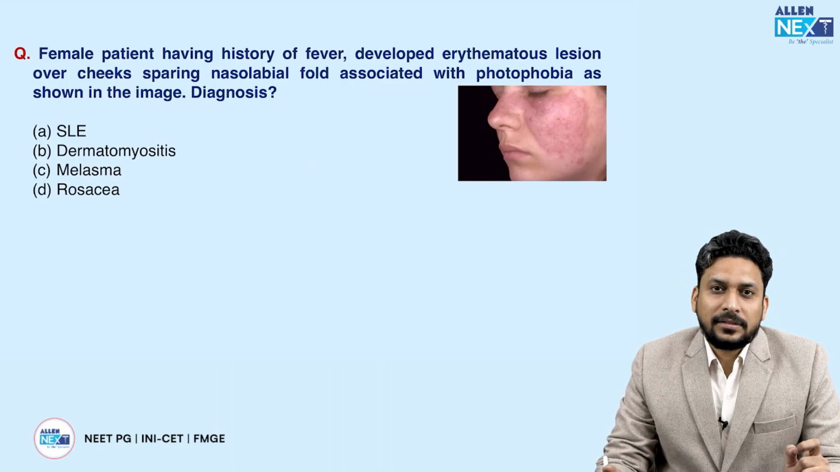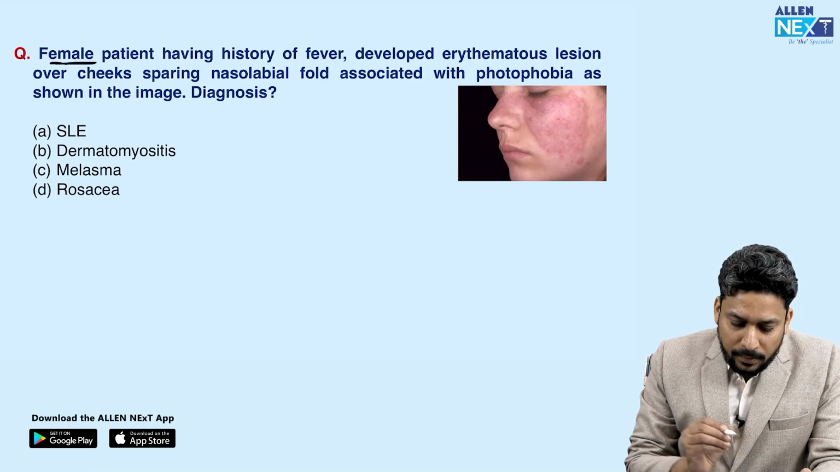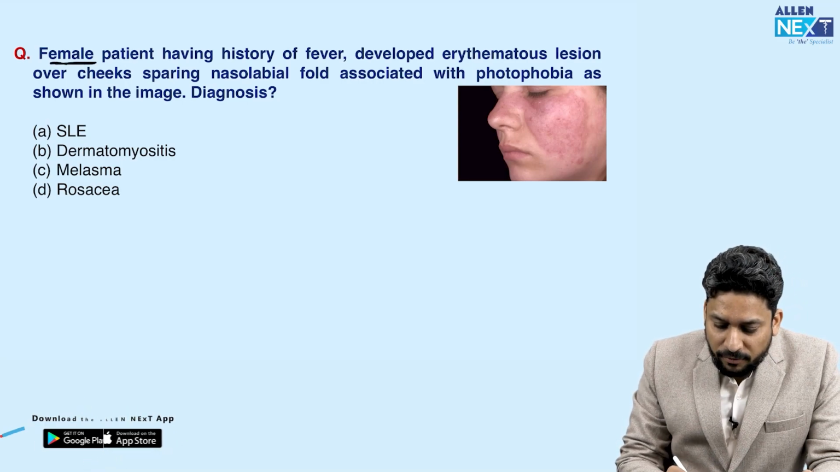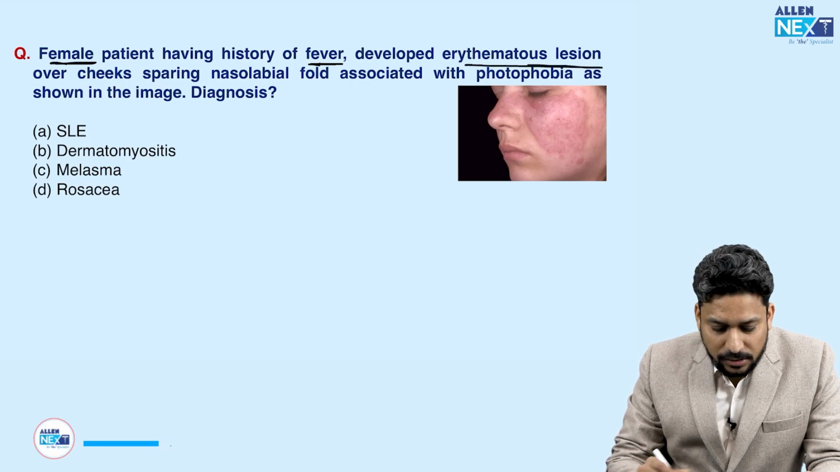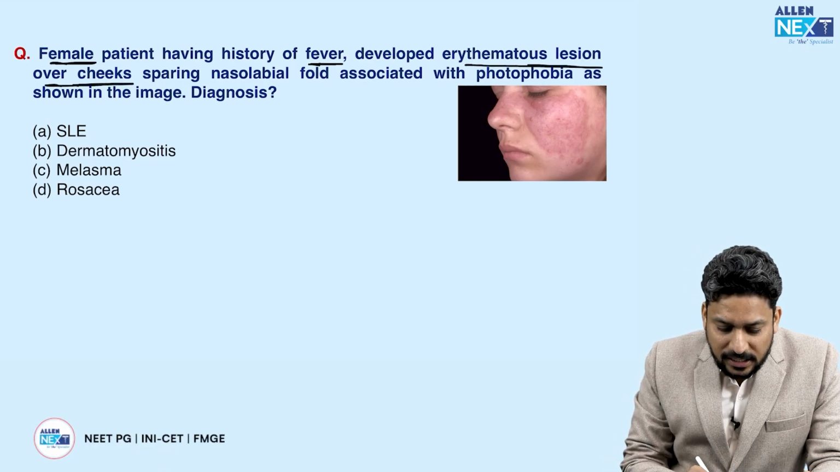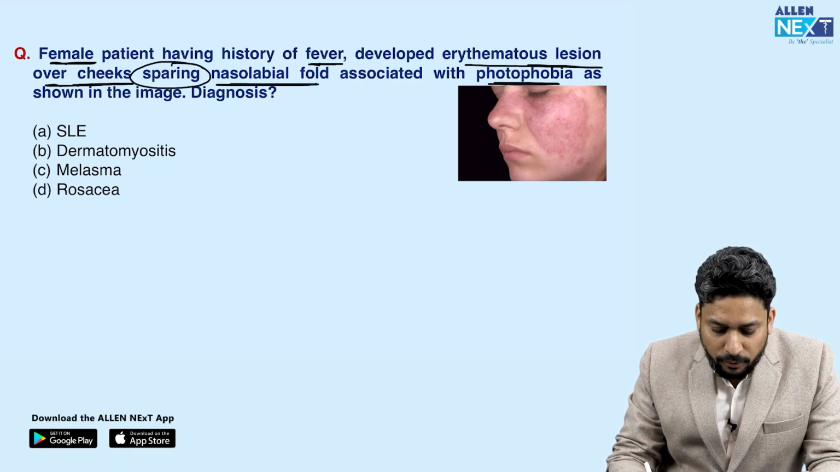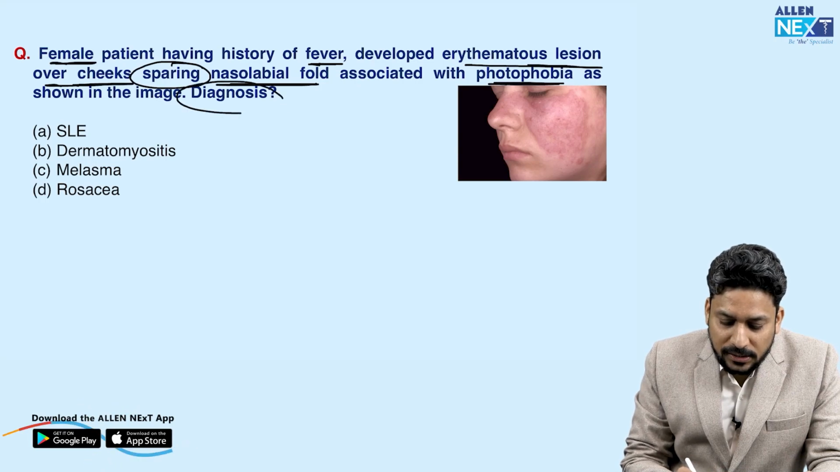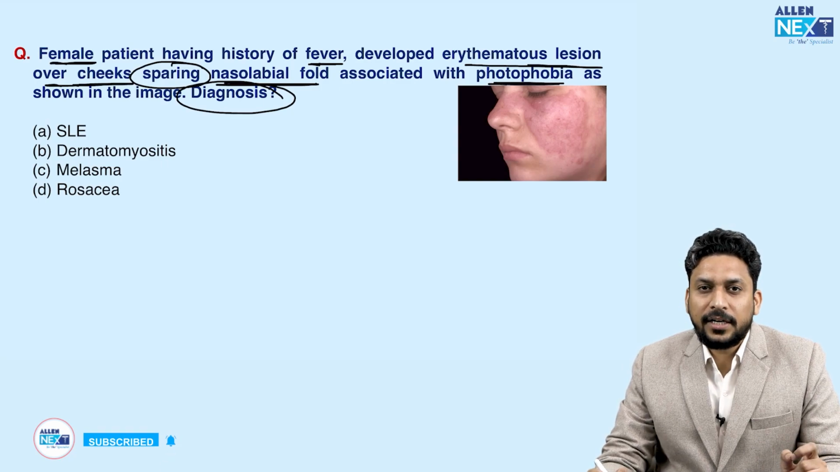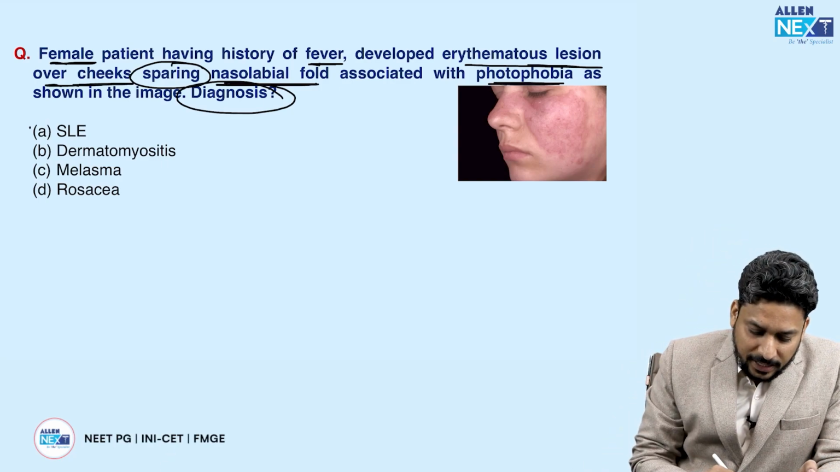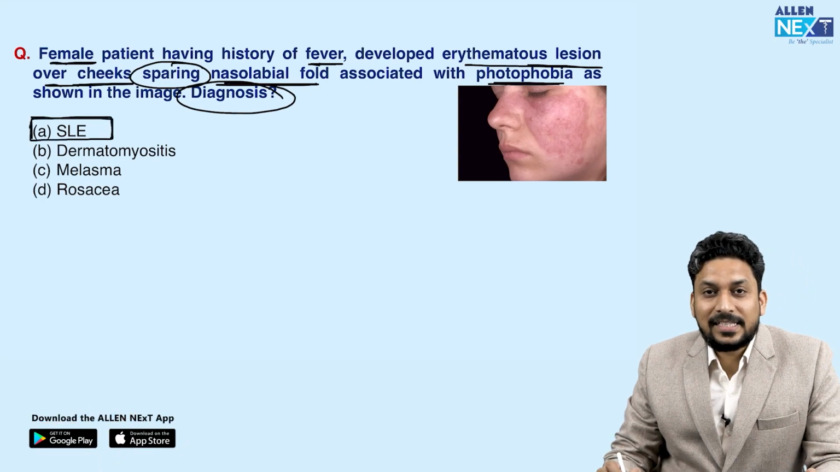Here, this was an image-based question. They asked that this female patient had a history of fever and then started developing these erythematous lesions over the cheeks, sparing the nasolabial fold, associated with photophobia, as shown in the image. What is the diagnosis? A very easy question, and all the points are pointing towards which condition? Yes, correct. That is systemic lupus erythematosus, that is SLE.